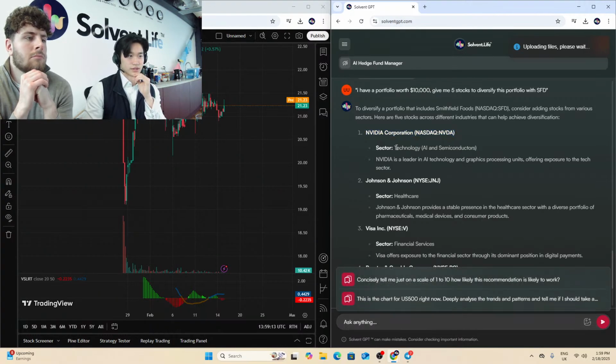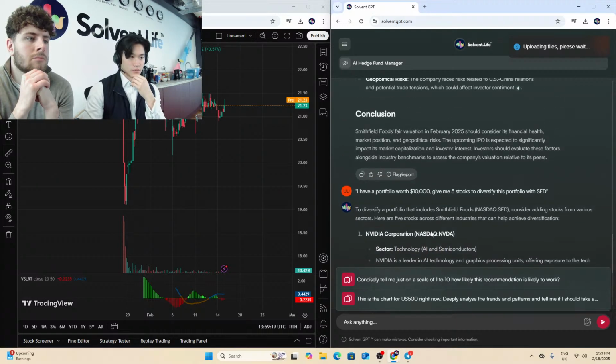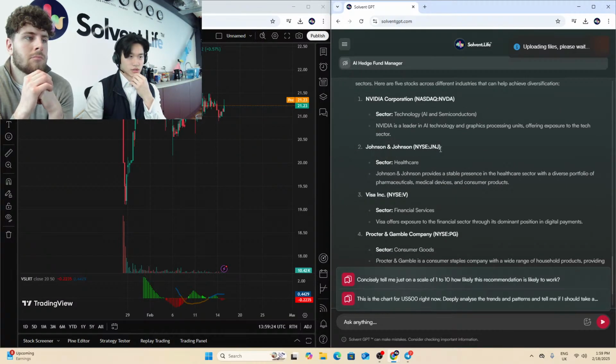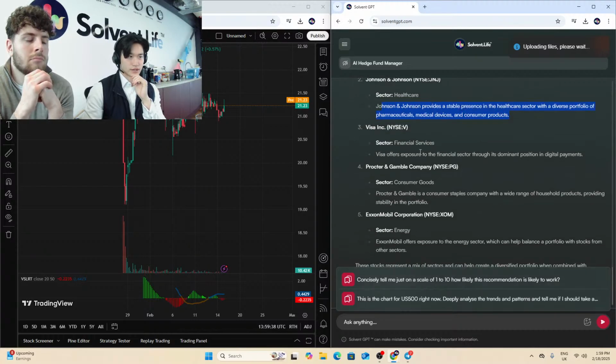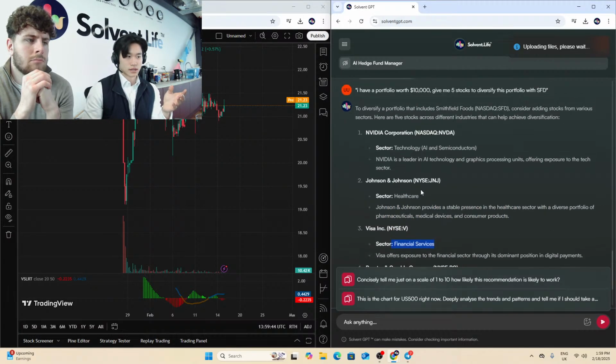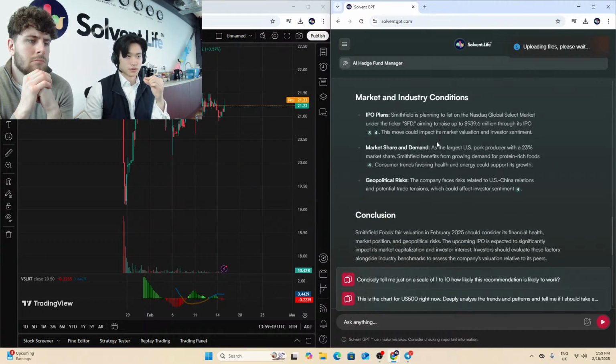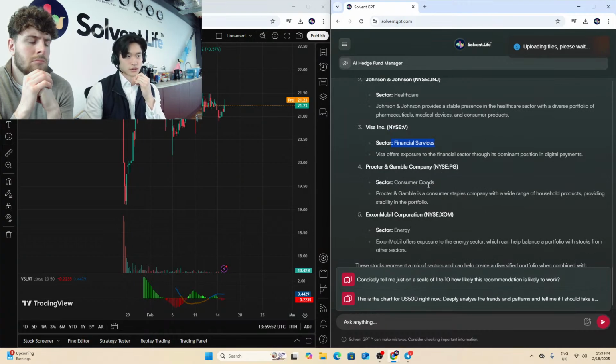So NVIDIA, within the technology sector. These are negatively correlated, the tech sector and the food sector. So that would be a good one. Johnson & Johnson are in the healthcare sector. They provide a stable presence as they already have a strong foothold in this sector, and then Visa as well, financial services. So you can see, as far as financial and technology go, these are negatively correlated in comparison to the food sector, energy, consumer goods.